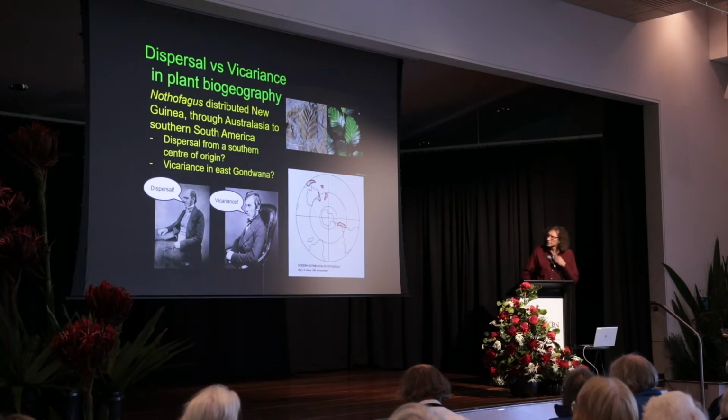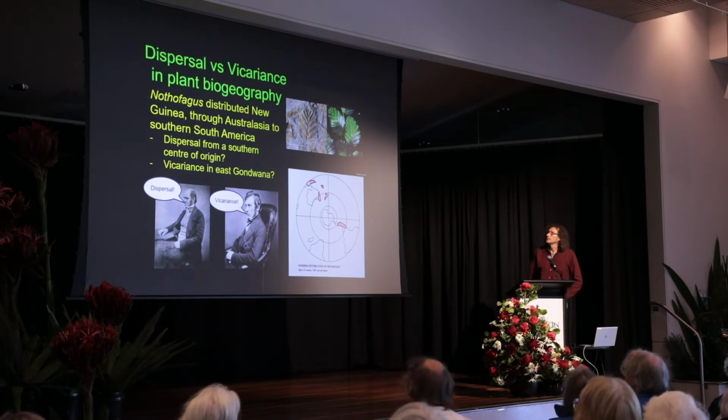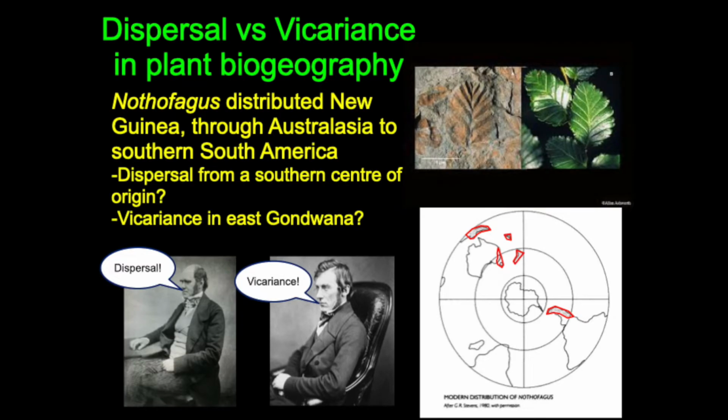So there's been a lot of work. It's not really my discipline, but there's been a lot of work, and I'll tell you a little bit about that in a moment. But just coming back to this dispersal versus vicariance dichotomy or debate, if you want to call it that, we can think about that in relation to every single group of plants, as long as we can get some data on their relationships.